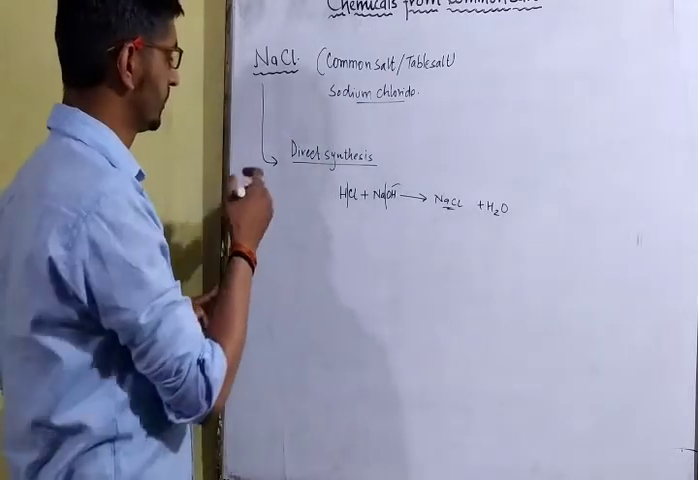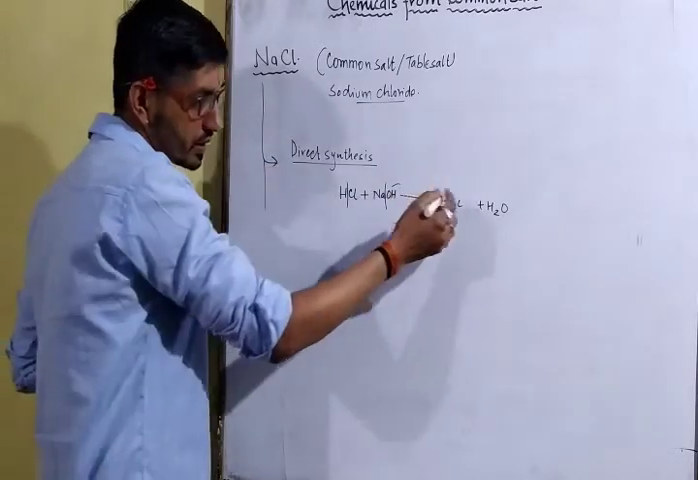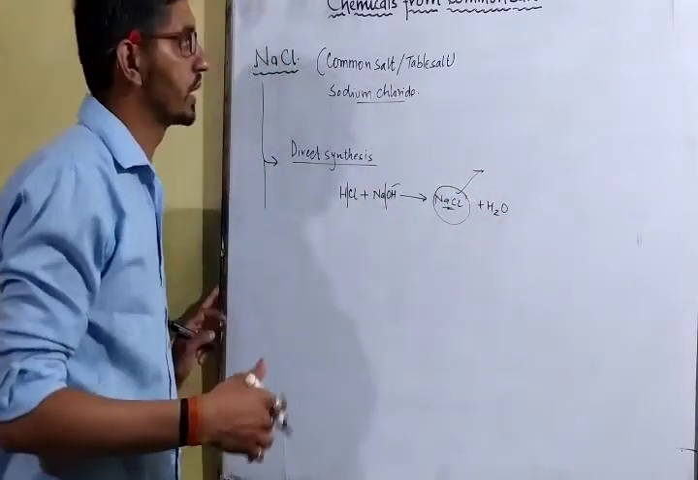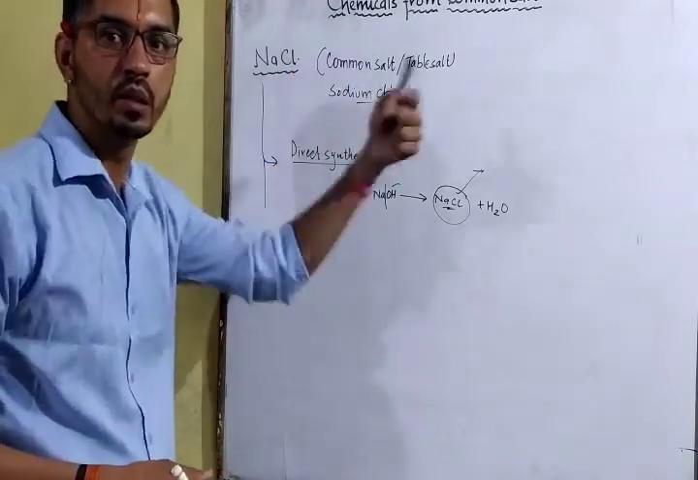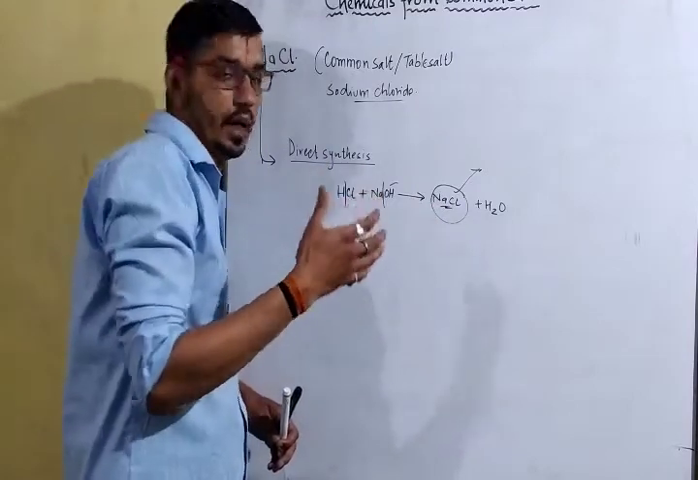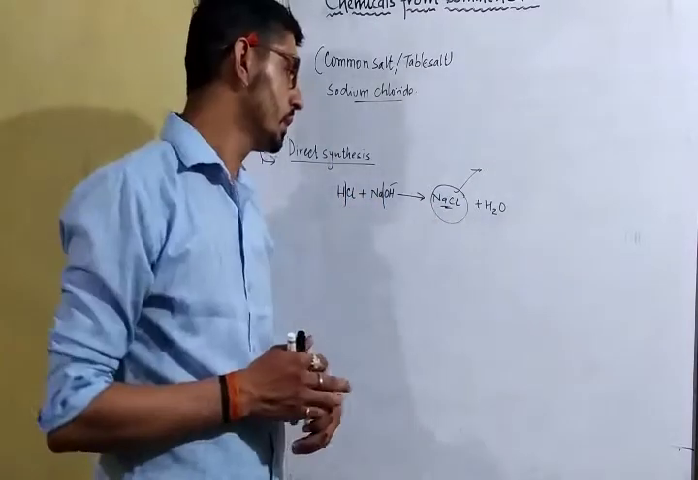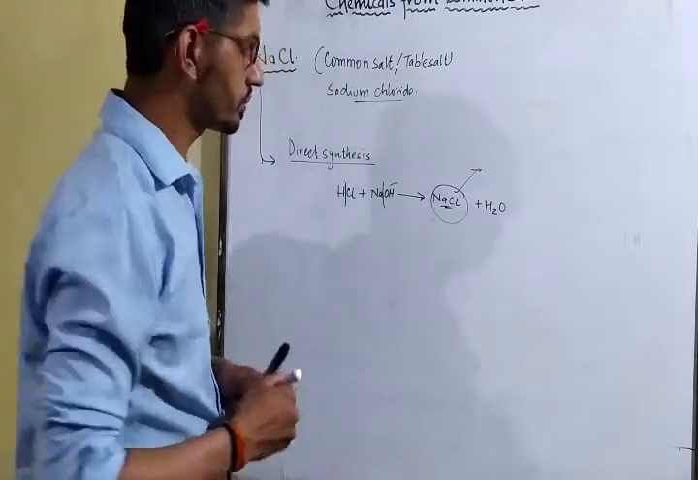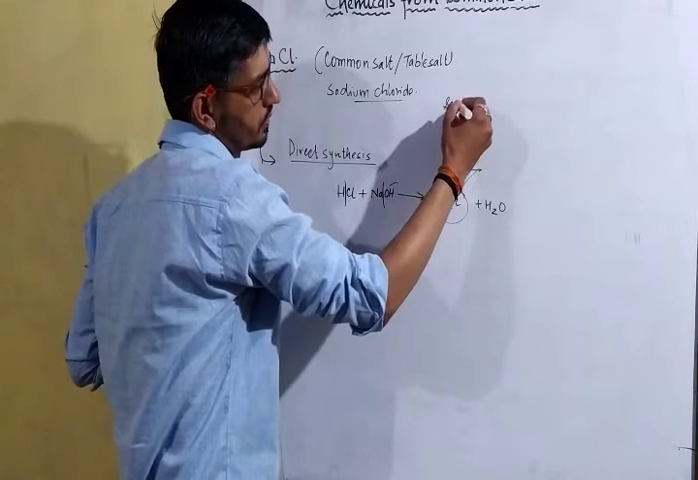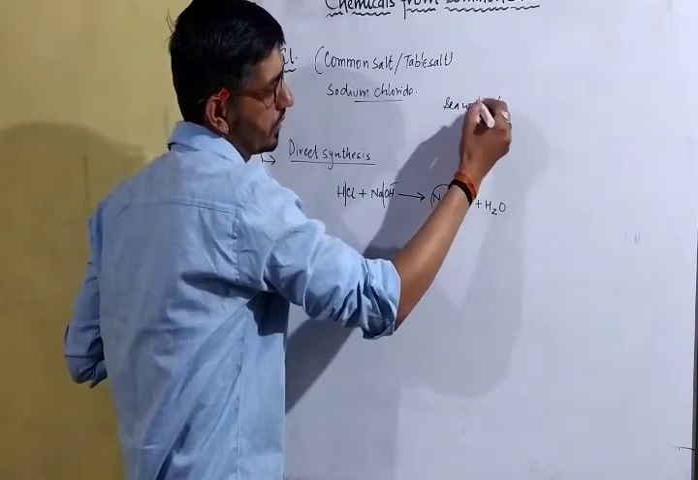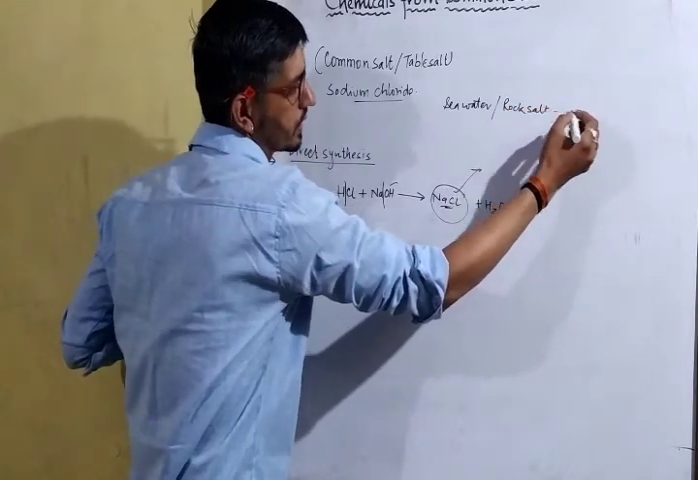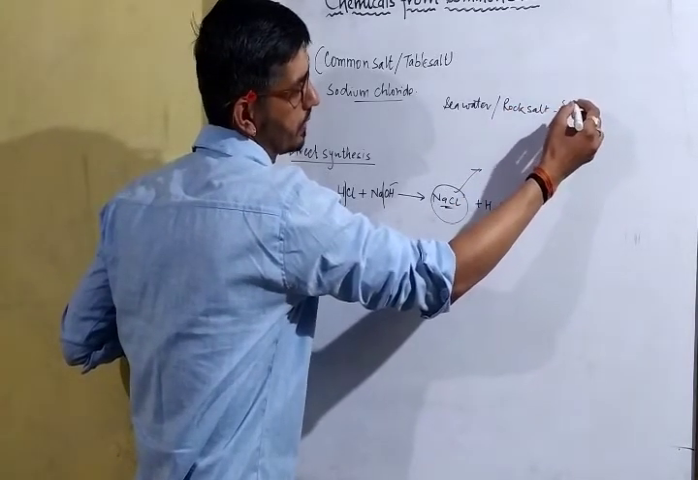And the second thing is, this NaCl is used to make many chemicals which we will learn later. The NaCl which reaches our home is a different thing. We know that we get NaCl from seawater and rock salt, but it is refined in the factories.